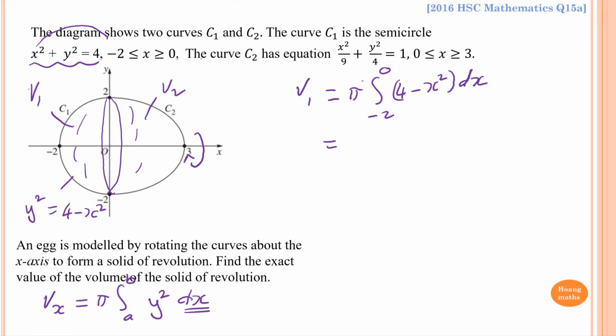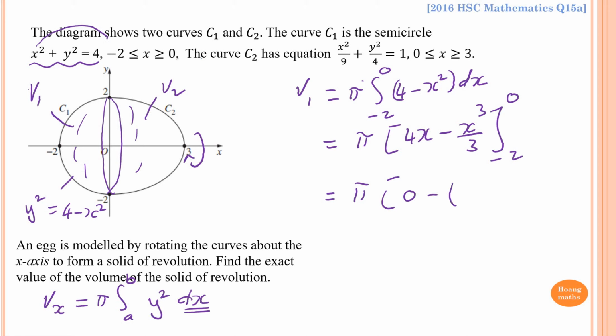So now which is pi, and then integrate 4, gives 4x minus x squared, gives x cubed over 3, from minus 2 to 0. So I just put this in, so which is pi. Now 0 substituted in becomes 0 minus, open bracket, minus 2 substituted in, so 4 lots of minus 2 is minus 8, minus 2 to the power 3 is minus 8, over 3. So minus 8 over 3, so it becomes plus 8 over 3. Otherwise I just put it in the calculator.